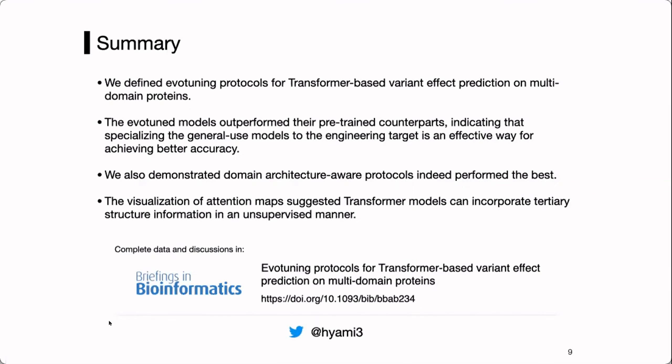To summarize, we defined Evotuning protocols for transformer-based variant effect prediction on multi-domain proteins. The Evotuning models outperformed their pre-trained counterparts, indicating that specializing the general-use models to the engineering target is an effective way for achieving better accuracy. We also demonstrated that domain architecture-aware protocols indeed perform the best. The visualization of attention maps suggested transformer models can incorporate tertiary structure information in an unsupervised manner.